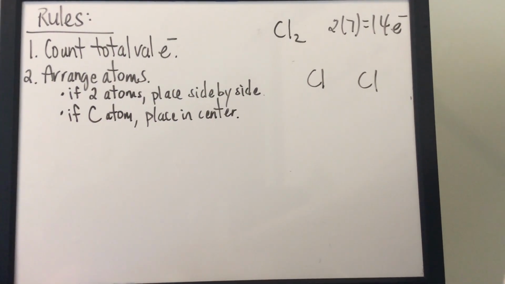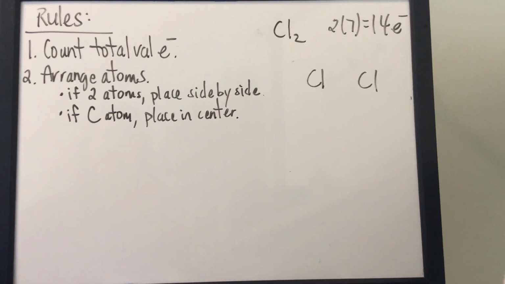And so the second sub-rule of this is that if there's a carbon in your Lewis structure, your carbon will go in the center and everything will connect to your carbon. And we'll see that here shortly. But this is not the case this time because I don't have a carbon. I only have 2 chlorines.